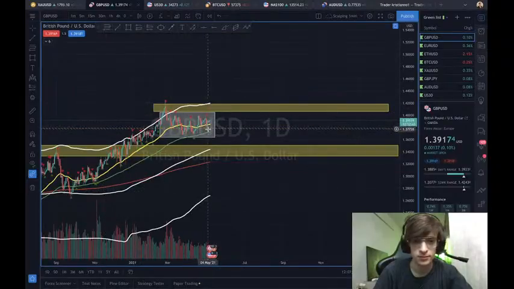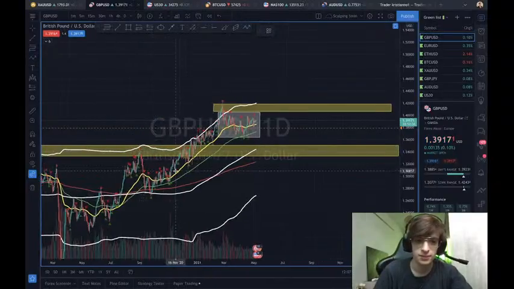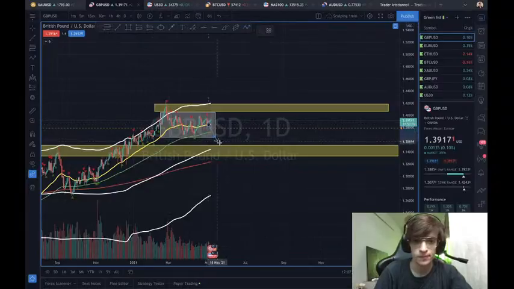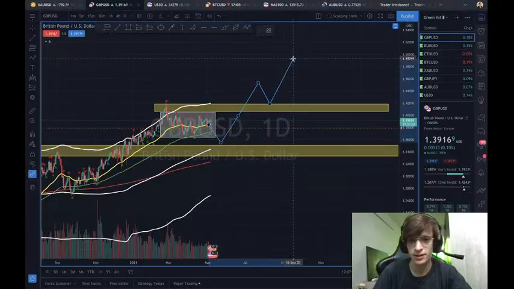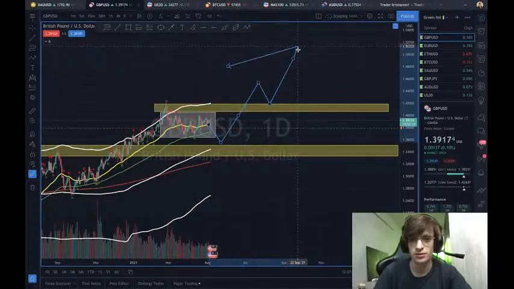Yeah, it seems like it is a bullish rectangle, so it will probably bounce up and down for a while and then break this area, hopefully with a retest here, and then go down. Dude, I hate this too sometimes.